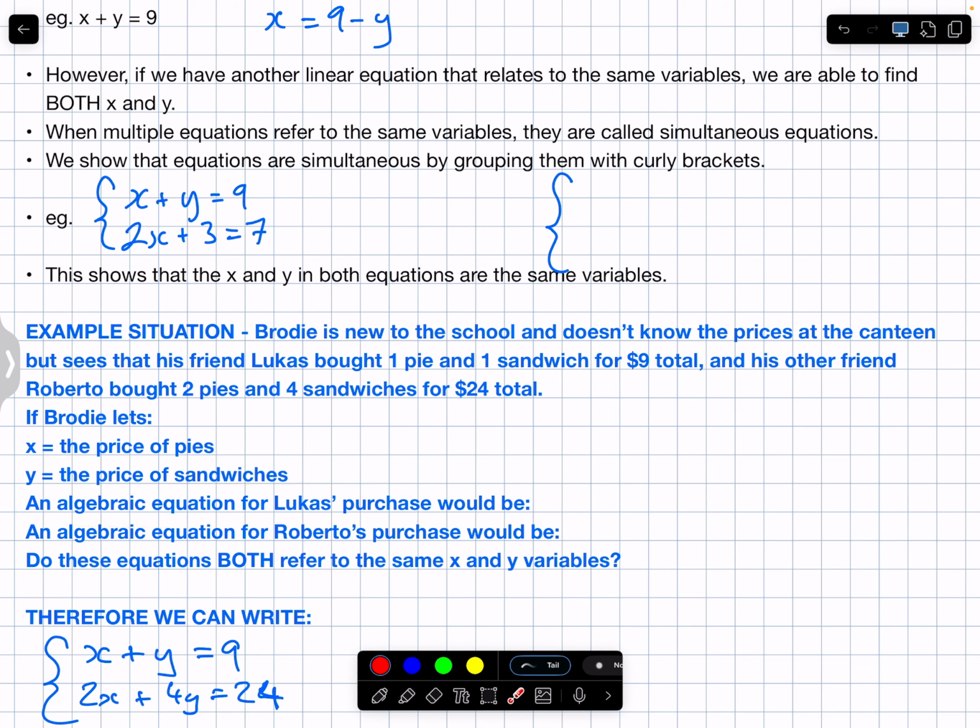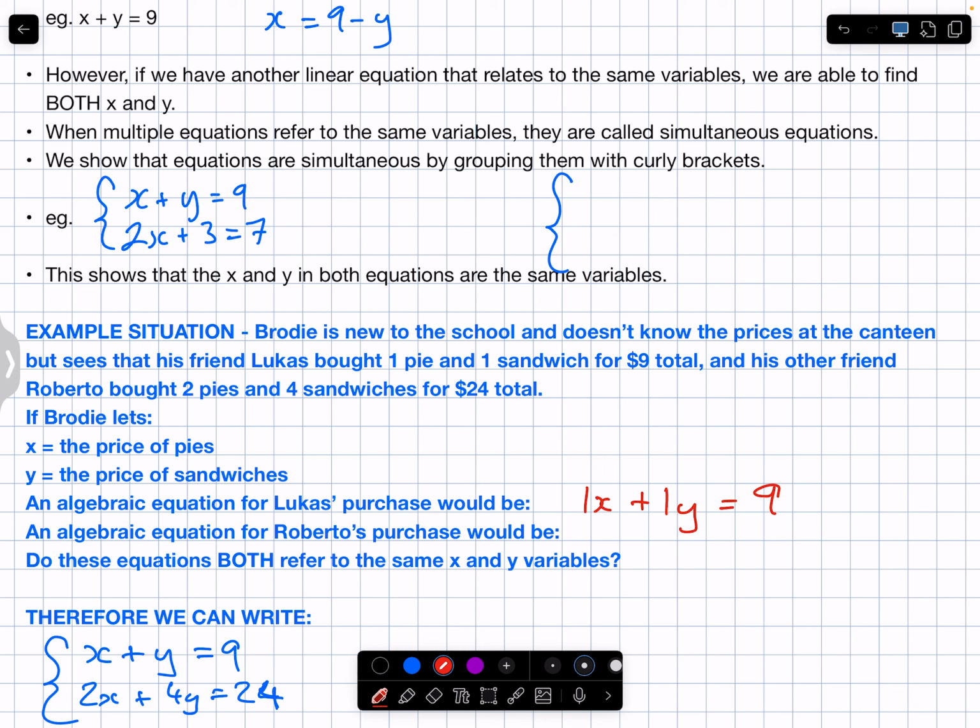How many pies did Lucas buy? And how many sandwiches did he buy? 1. So his algebra would be 1 times by x, am I putting it in the right place? Plus 1 times by y equals, what did it total? 9.